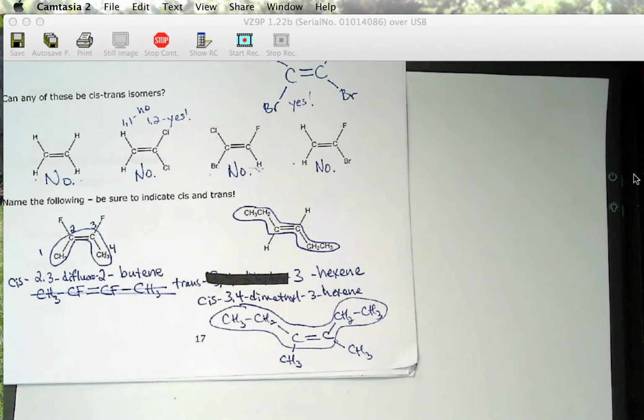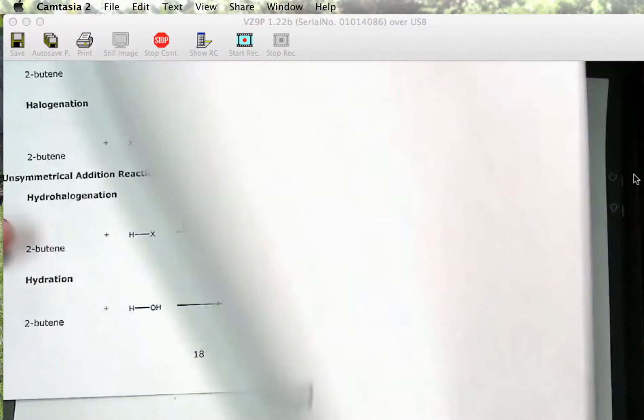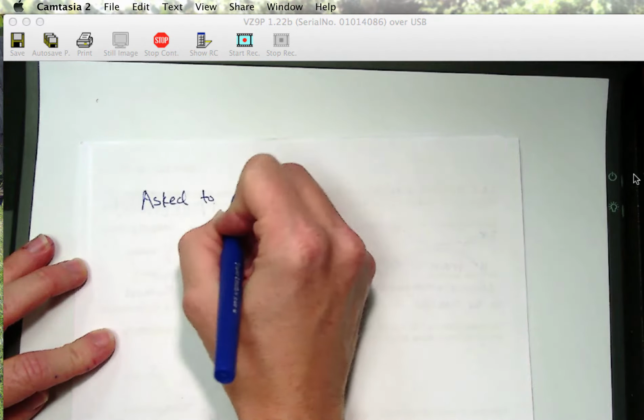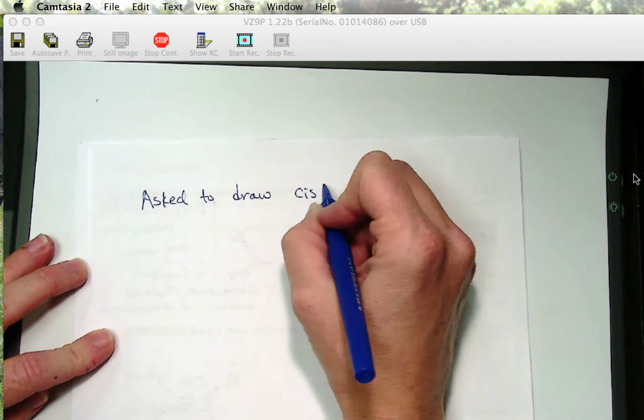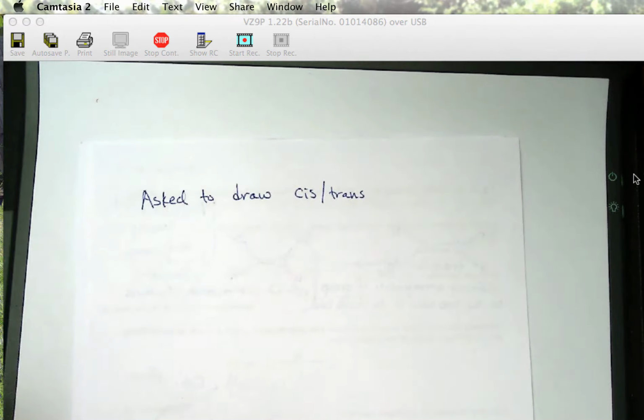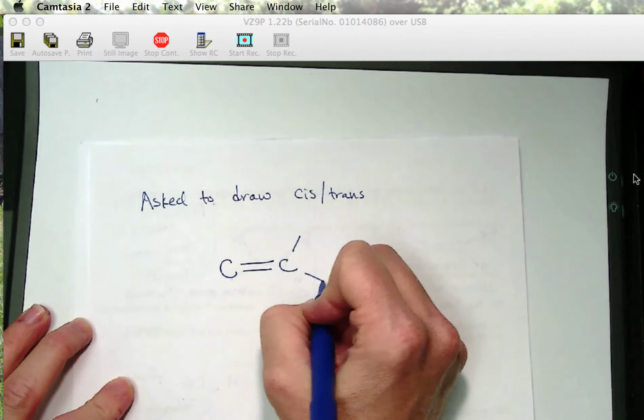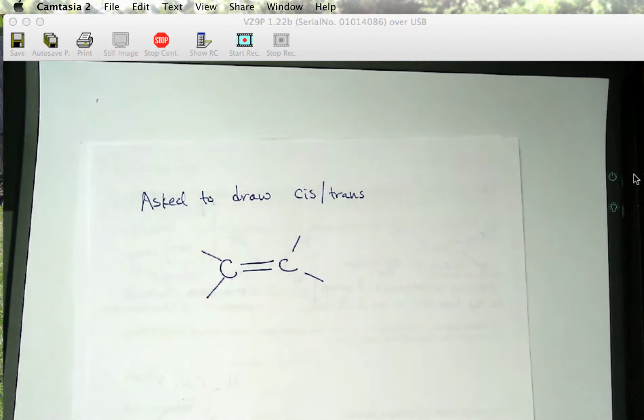So when you see a structure like that, and it's just written explicitly like that, think cis or trans. If you're asked to draw a cis or a trans, start off with your butane. That is what you build from.